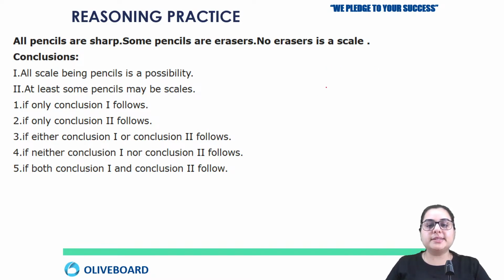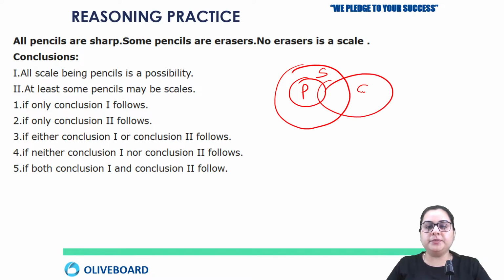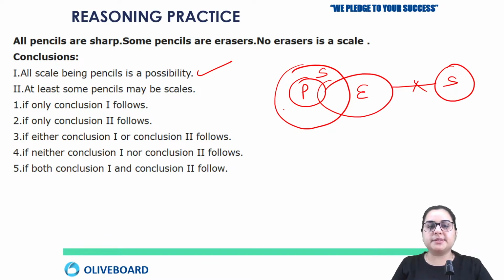Okay, so all pencil are sharp, some pencil are eraser, no eraser is a scale. So first is all scale being pencils is a possibility. So that can happen. All scales can go in pencil. At least some pencils may be scale. Now may means possibility. So can some pencils come in scales?